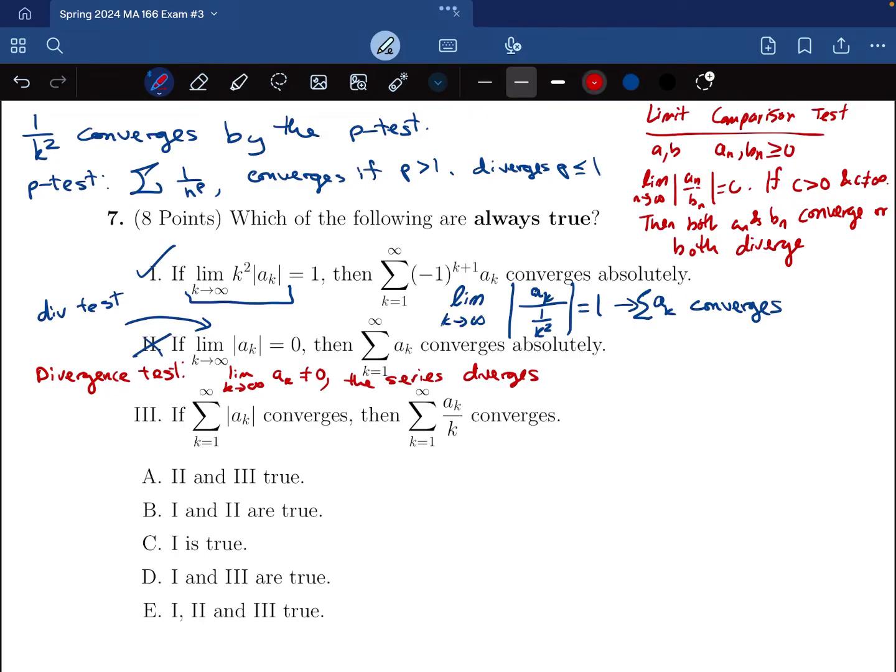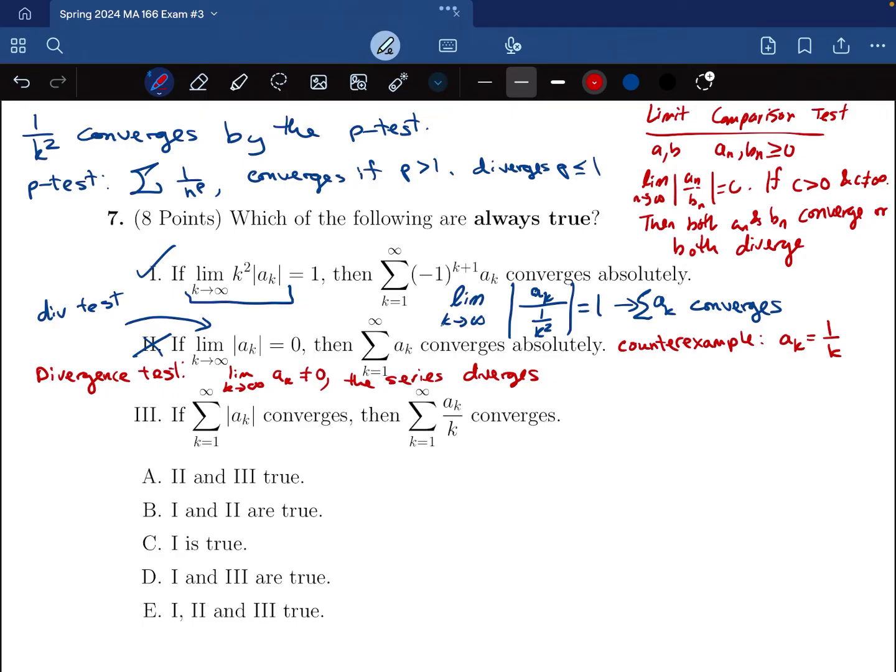We can also see that it's false using a counterexample. A good counterexample is the harmonic series. So a_k is equal to 1 over k. In that case, the limit as k approaches infinity of 1 over k is equal to 0. However, we know that the harmonic series diverges according to the p-test. So that's a counterexample to see why statement 2 is false.